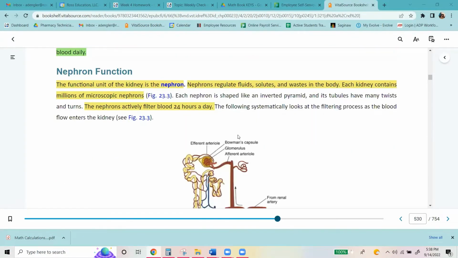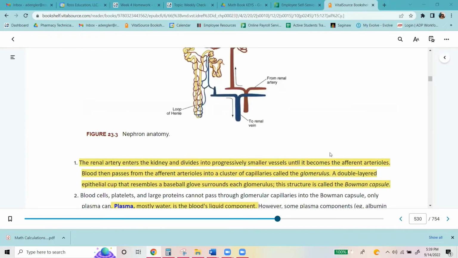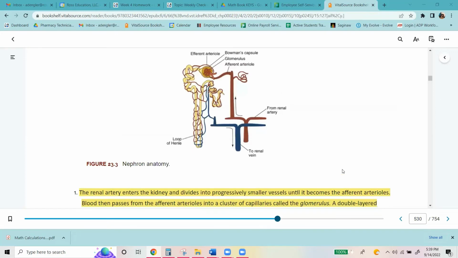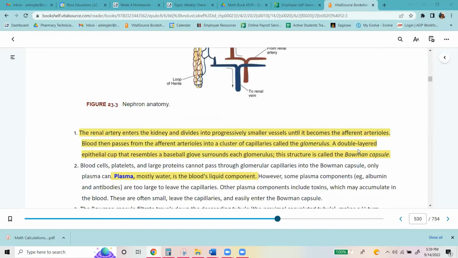The functional unit of the kidney is the nephron. It regulates fluids, solids, and waste in the body. Each kidney contains millions of microscopic nephrons, and they actively filter blood 24 hours a day. Figure 23.3 is the nephron anatomy.